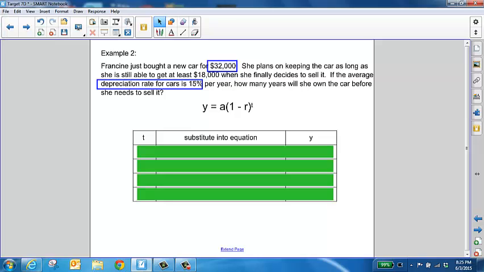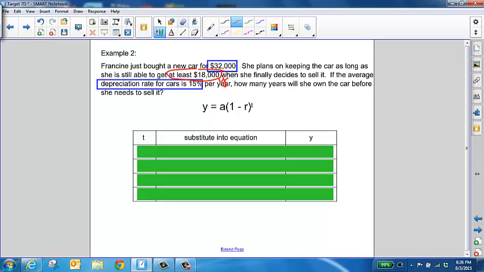Now the other piece of information here is that word depreciation. That means that this is representing exponential decay, so we are going to be using subtraction in our equation and not addition. Now, there's not a time frame given to us like in example 1. That's actually what we are trying to find out here. But there is another piece of info that's important that we're going to be using, and that Francine wants to get at least $18,000 for her car when she decides to sell it. So this actually is what we're going to be using for the Y value.